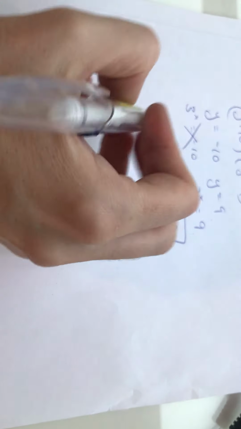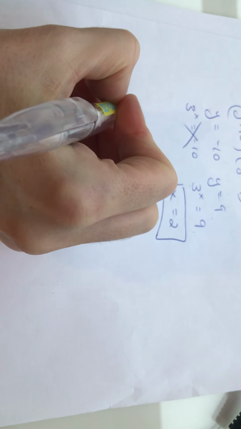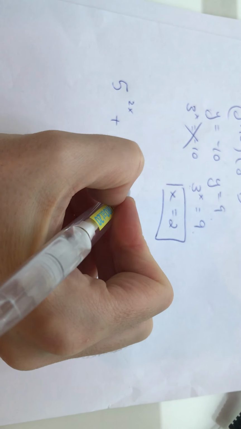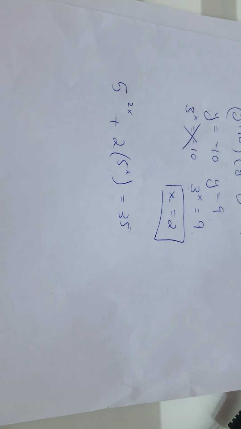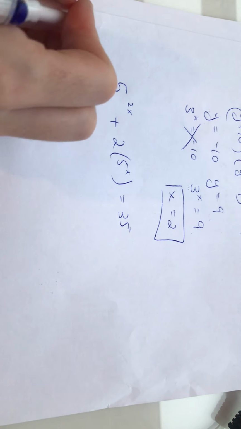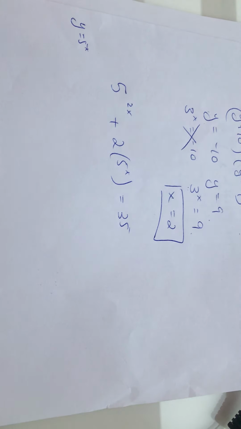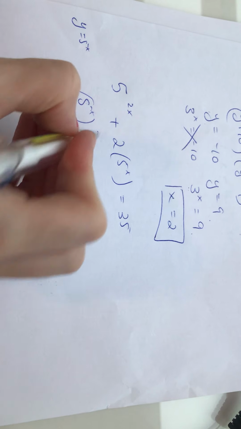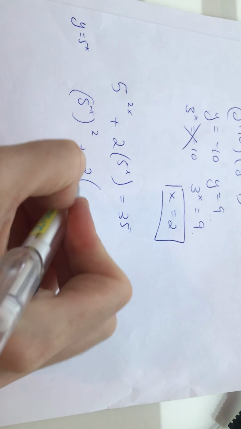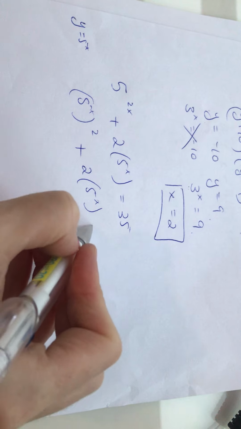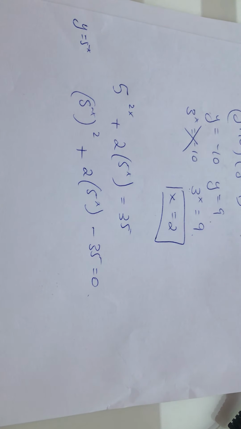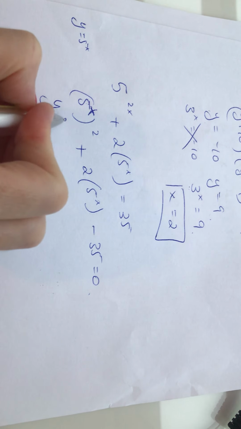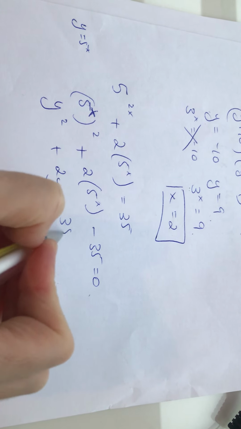Part 2, we have 5 to the power of 2x plus 2 times 5 to the power of x equals 35. Again, anywhere I see a 5 to the power of x, I'm going to replace it with y. When I do that, I need to rewrite this as (5 to the power of x) squared plus 2 times 5 to the power of x. I'm going to bring over the 35, and that's y squared plus 2y minus 35 equals 0.